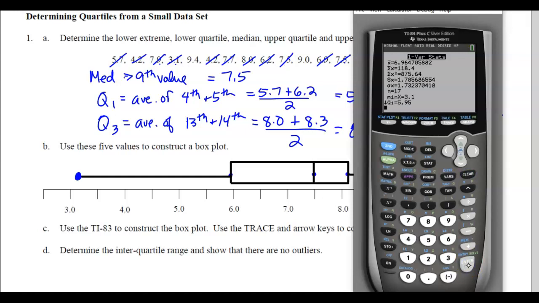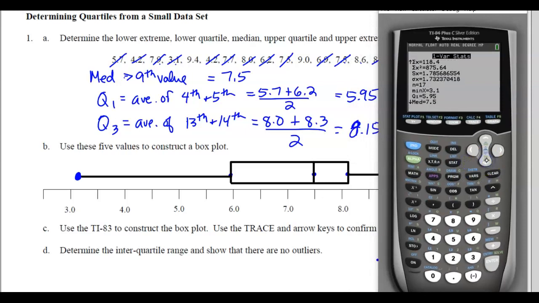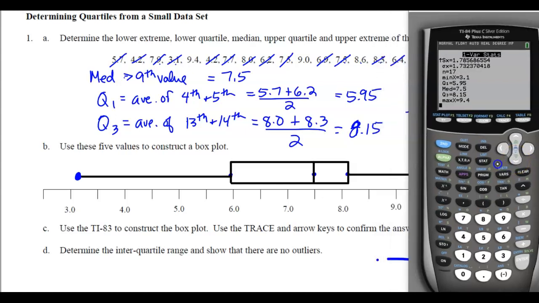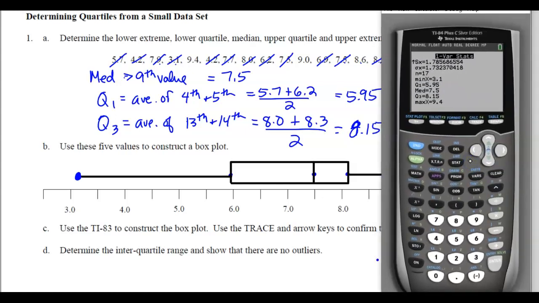Okay, and then we'll look at minimum 3.1, quartile 1, 5.95, which is what we got, median 7.5, quartile 3, 8.15, maximum 9.4. Okay, so you can check that.